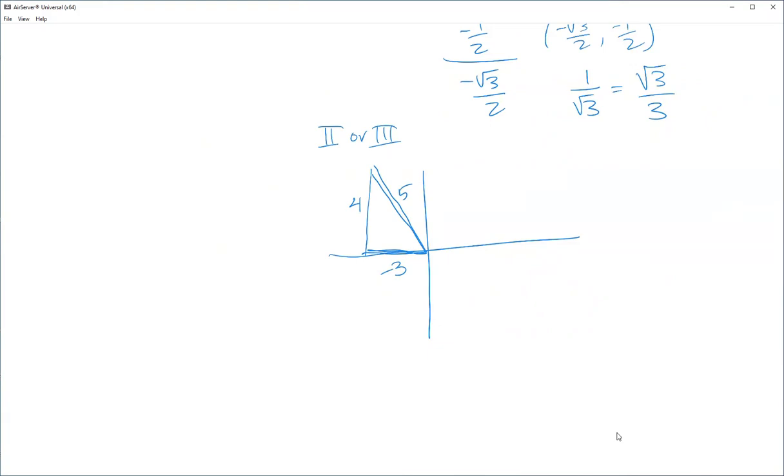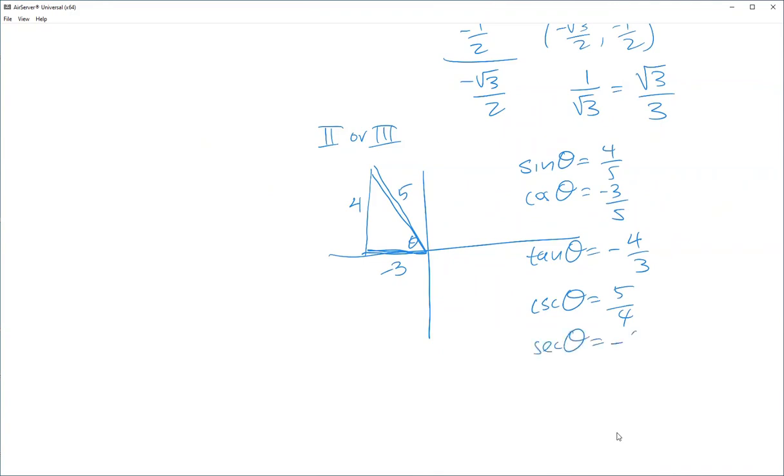Now we have to find the secant and cosecant. Well, the sine of theta is equal to 4 over 5. The cosine of theta is equal to negative 3 over 5. The tangent of theta, as we already mentioned, is negative 4 over 3. So that means that the cosecant of theta is 5 over 4, and the secant of theta is equal to negative 5 over 3. And those are your two answers, 5 over 4 and negative 5 over 3.